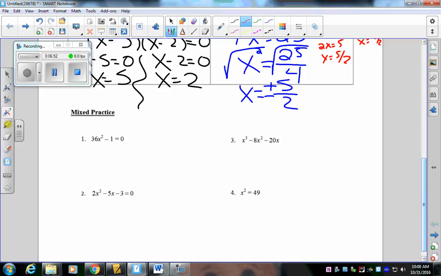All right, so I'm going to move my 1 over. So that equals a positive 1. And divide by 36. All right, now when I go to take the square root, it's going to look ugly, but hey, once again, 1 and 36 are perfect squares. So when I take the square root, I get x equals positive or negative 1/6, because the square root of 1 is 1, and the square root of 36 is 6.